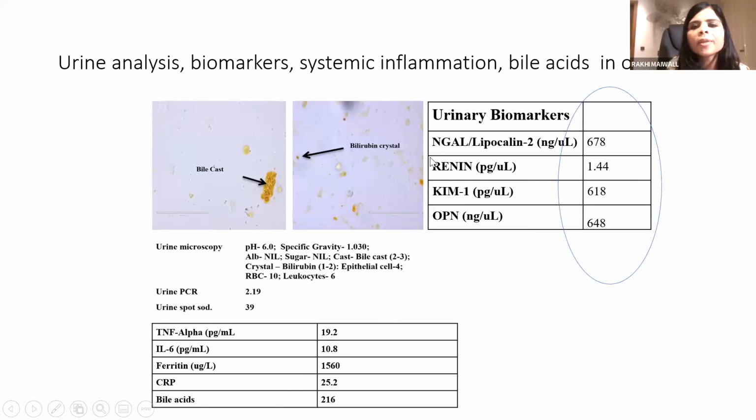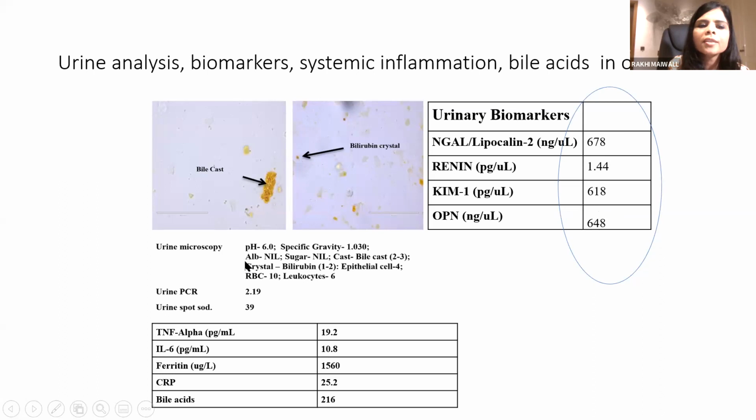So we come back to a patient, and I'll show here this patient was enrolled in the clinical study. So we had all the biomarkers available. So I showed you that the renin less than 1.4 here, NGAL is 678. So this patient is not ATN. The KIM1 was high, osteopontin levels were high. The urine microscopy did not show any granular cast. There was bile cast.